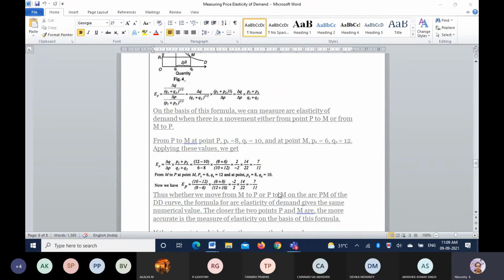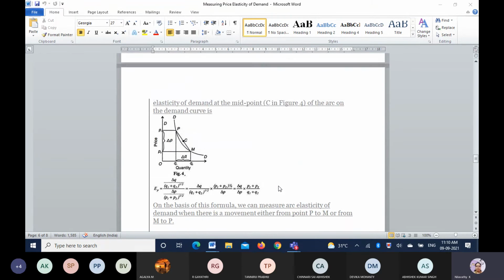So now here you can see whatever might be the movement, whether the movement is from P to M or from M to P, you can see both the type of calculation they have done, and the final answer is same. Okay, so likewise, you can use the formula. So always when you're calculating, please see that you use this formula, delta Q by delta P into P1 plus P2 divided by Q1 plus Q2. This is the arc method, which is the best one.